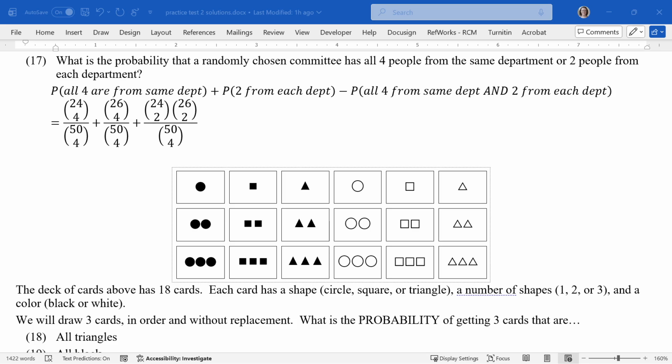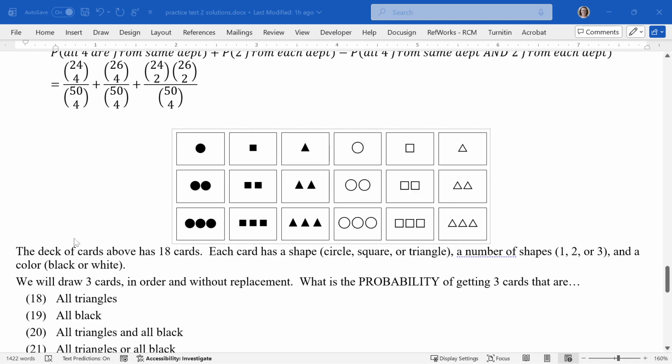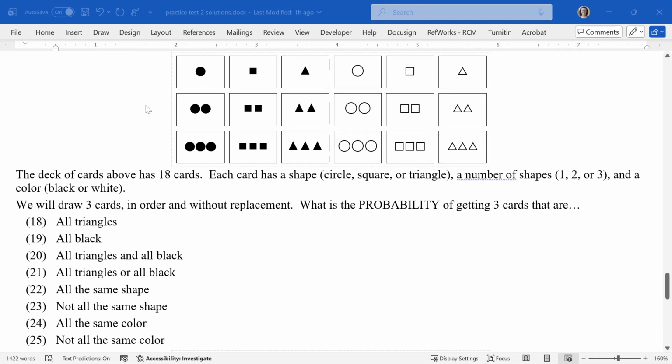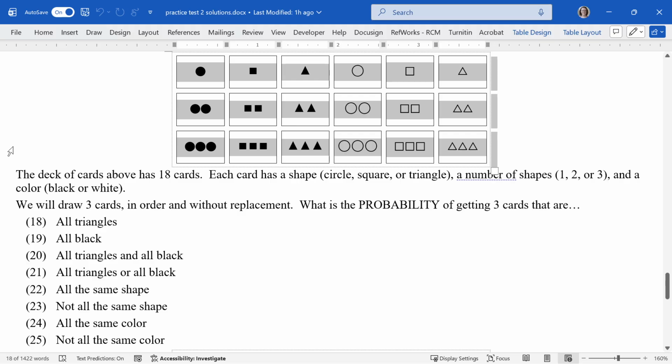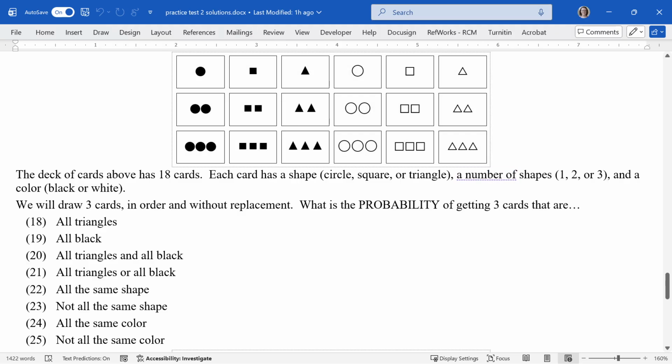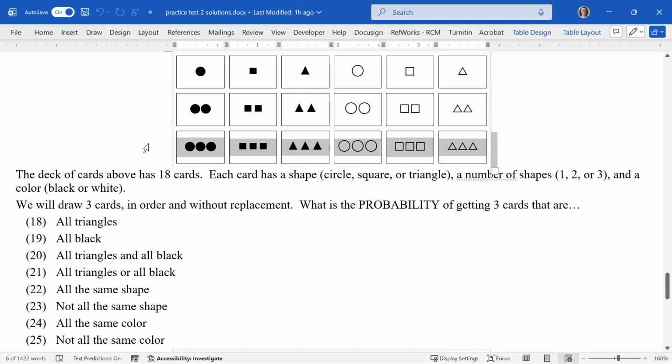Okay, for this next part of the practice questions, we have a deck of 18 cards. So these are the 18 cards. Each card has a shape, which is square, circle, or triangle. It has a number of shapes, 1, 2, or 3. So these cards have one shape, these have two shapes, these have three shapes. And then it has a color, which is black or white. So the black shapes are these ones, and the white shapes are these ones.